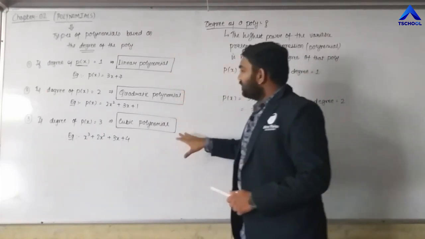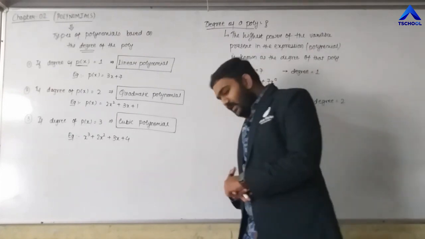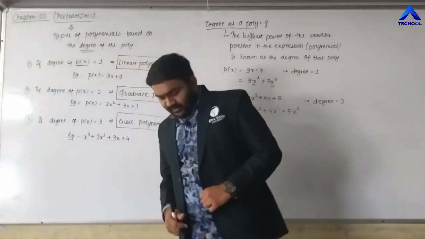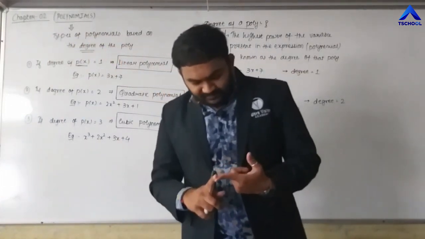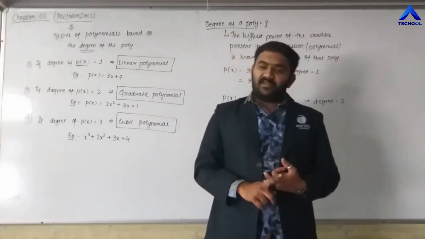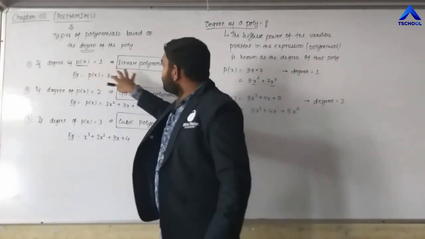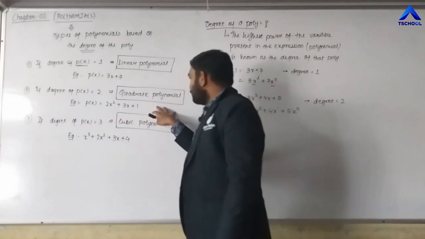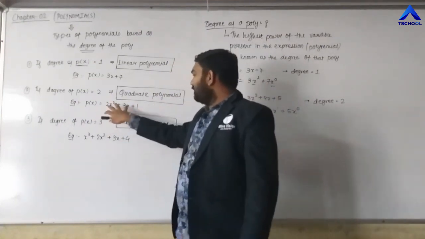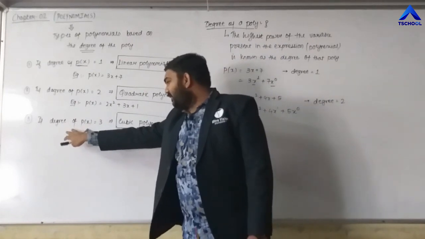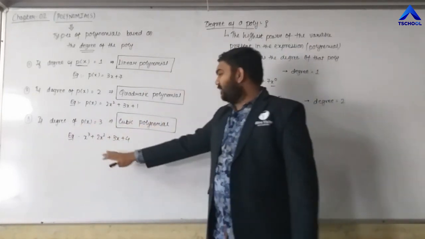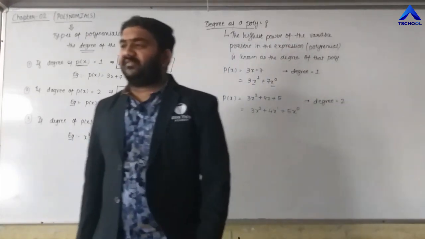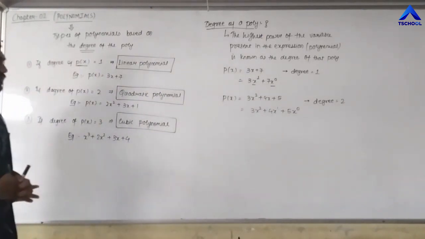So this is the classification of the polynomials based on the degree of the polynomial, right? Here we are going to discuss only the 3 types of degrees, that is polynomial of degree 1, polynomial of degree 2, and polynomial of degree 3. So a polynomial of degree 1 is known as a linear polynomial, for example, 3x plus 7. A polynomial of degree 2 is known as a quadratic polynomial, for example, 2x square plus 3x plus 1. And a polynomial of degree 3 is known as a cubic polynomial, for example, x cube plus 2x square plus 3x plus 4. So that is the classification of the polynomials based on the degree of the polynomial.